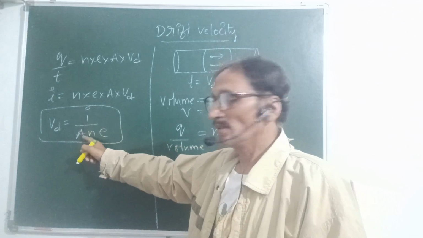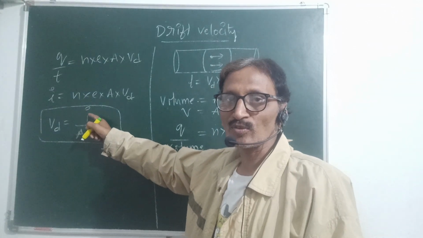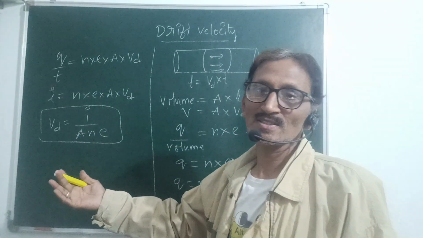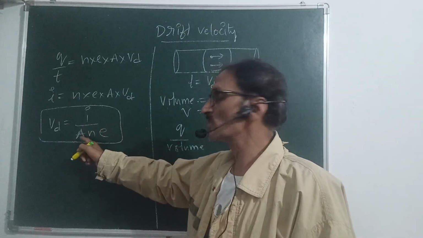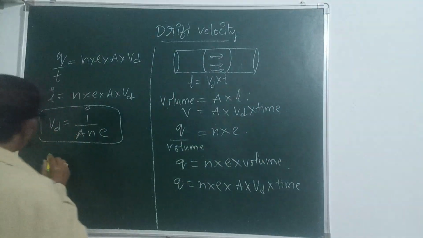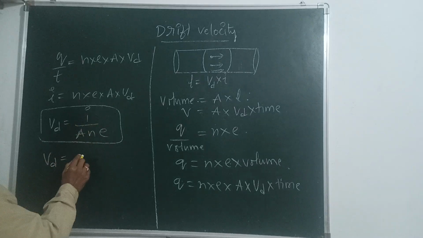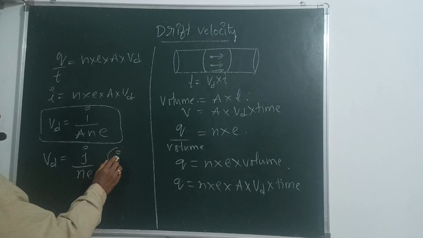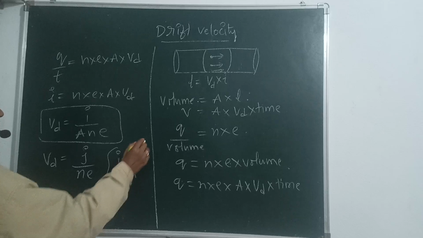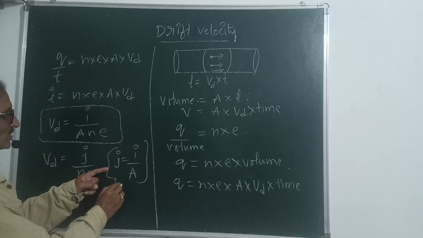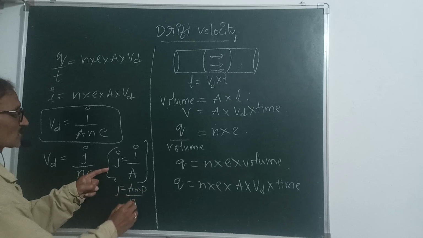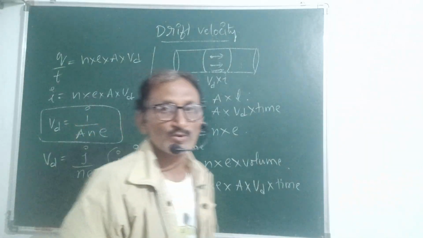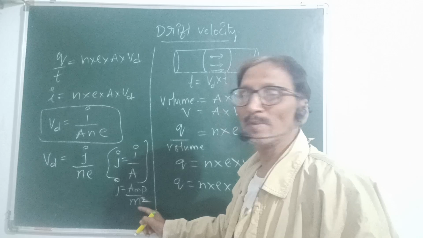And I by A, the current flowing through this cross-section area, is considered as current density. Density means the current flowing through the unit area, called current density. So the drift velocity can be given as J by n e, where J is equal to I by A. The unit of current density is ampere per meter square.